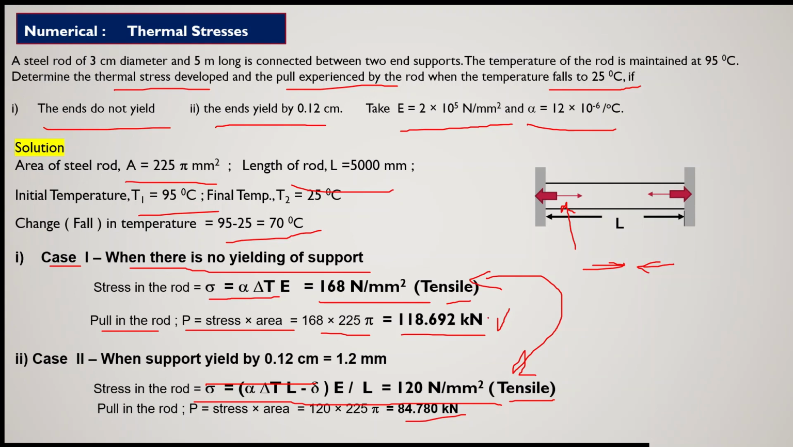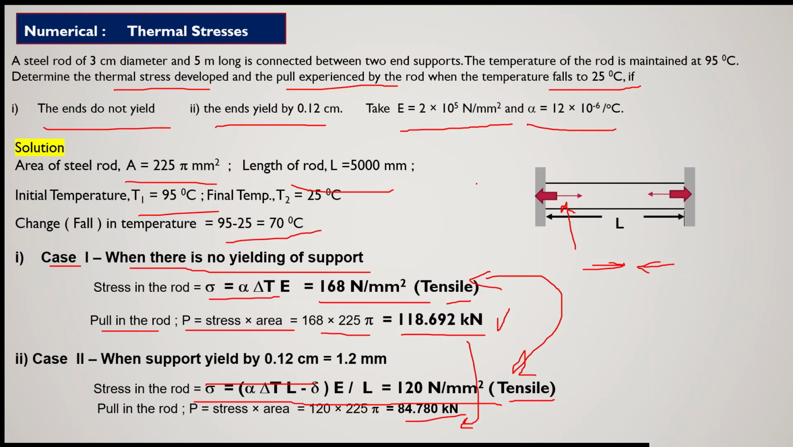Now you can compare these two stresses. When the support is not yielding, the stress is more. When the support yields, some of the stress is relieved due to the yielding of the support, and correspondingly the load or force in the member will also decrease. So these types of problems we encounter in civil engineering structures in daily life.